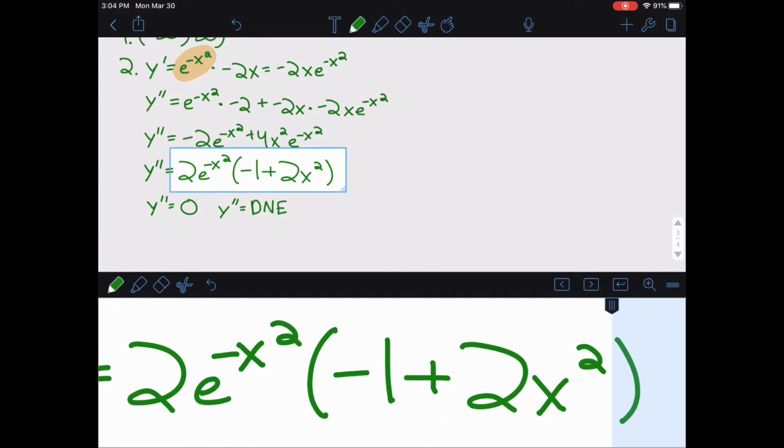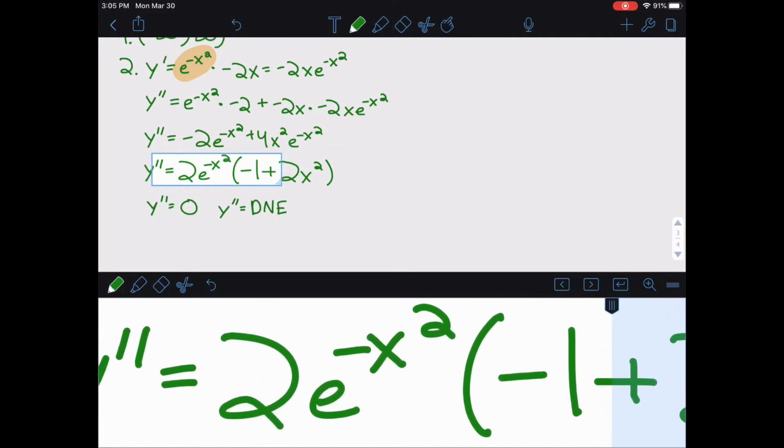So again, lucky for us, 2e to the negative x squared. If you have any sort of exponential, can that ever equal 0? Can e to some power ever give you 0? It doesn't matter what the exponent is, e to some power will never equal 0. So I can just flat out ignore that.